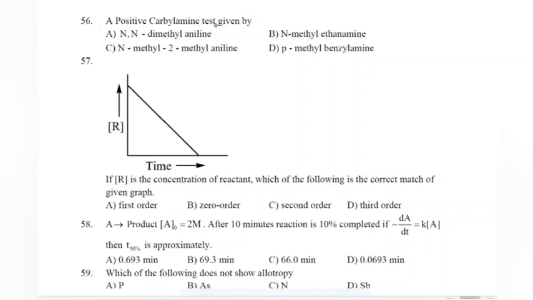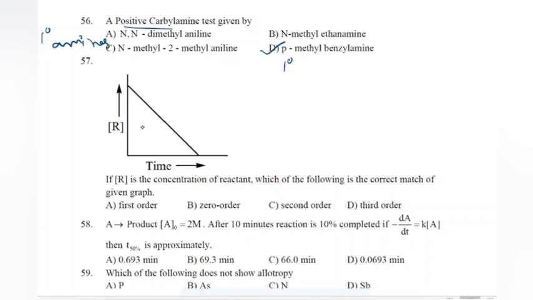A positive carbylamine test is given by carbylamine test. It is meant for primary amines, right? So if you look at all these options, the primary amine will be, see, N,N-dimethyl. That means it's unsubstituted. It's a tertiary amine. N-methyl. This is the secondary amine. This is N-methyl again. So secondary amine. P-methyl benzylamine. This is the primary amine. So this will be the answer.